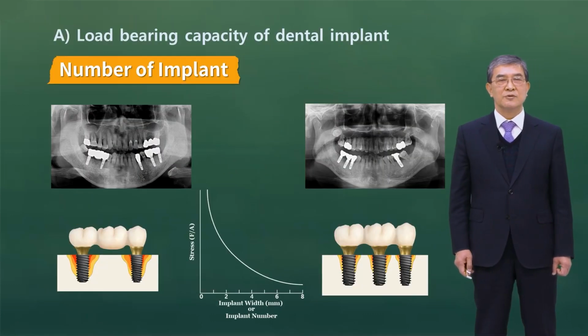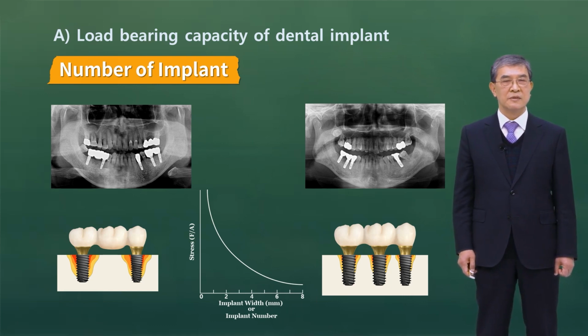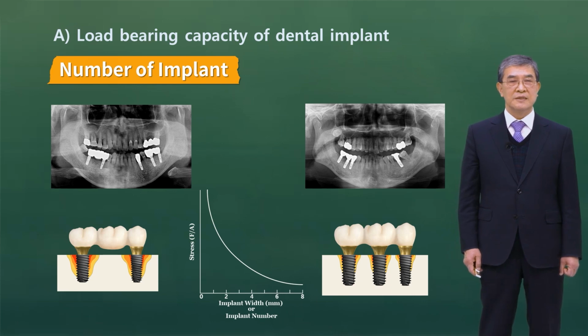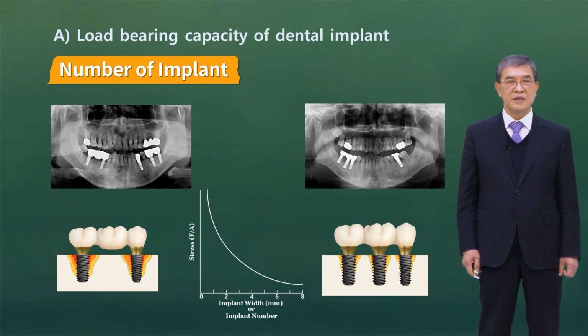We need to think of number of implants in terms of load-bearing capacity of dental implant. Let's say that 3 natural teeth have been extracted in the posterior area. The amount of load that is applied differs when 2 implants are placed and bridge is provided and when 3 implants along with bridge have been provided. If you do bridge and if occlusal force is concentrated in the pontic area, there can be bending moment and various complications can occur.